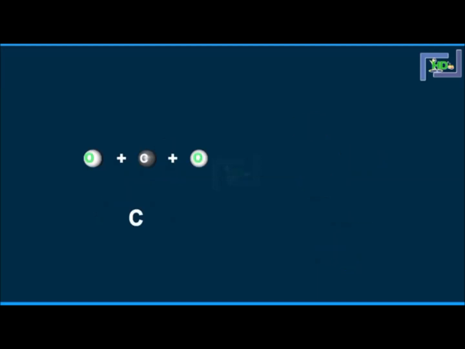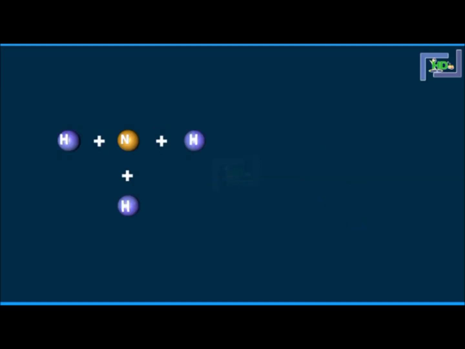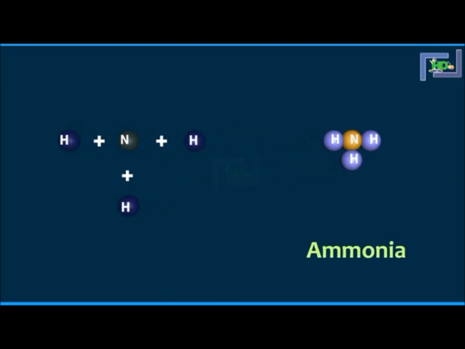Similarly, one carbon atom and two oxygen atoms are combined to form carbon dioxide. For this, the formula is CO2. Two hydrogen atoms and one oxygen atom combine to form water, and the formula for the water molecule is H2O. Three hydrogen atoms and one nitrogen atom are combined to form ammonia. The formula for the ammonia molecule is NH3.